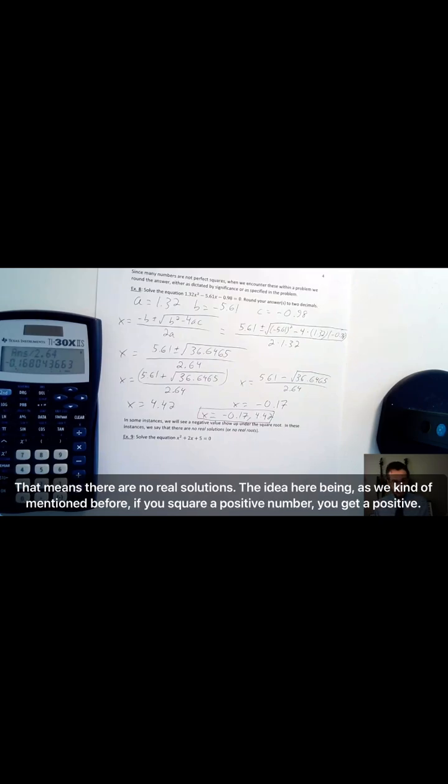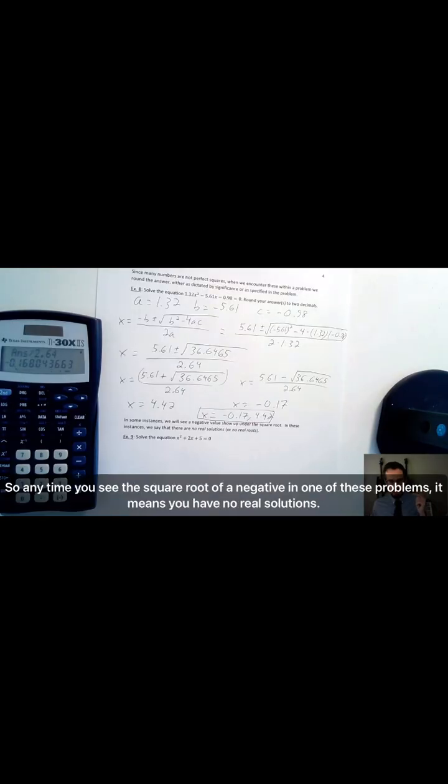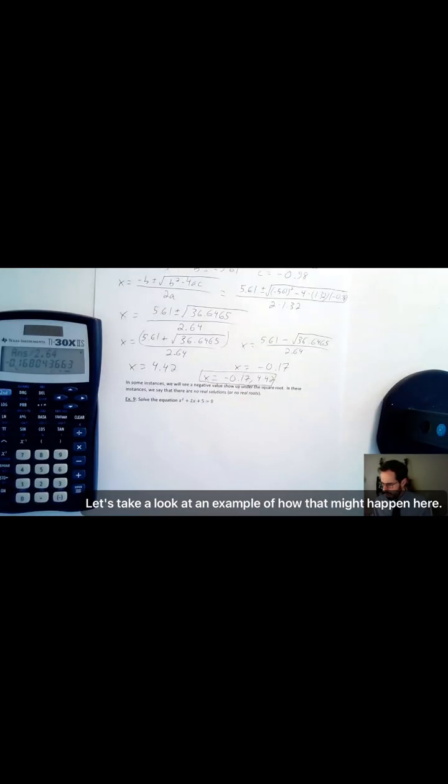The idea here being, as we mentioned before, if you square a positive number, you get a positive. If you square a negative number, you also get a positive. So there's no way to square numbers, at least not the real numbers we're thinking about, and get a negative value. So anytime you see the square root of a negative in one of these problems, it means you have no real solutions. Let's take a look at an example of how that might happen here.